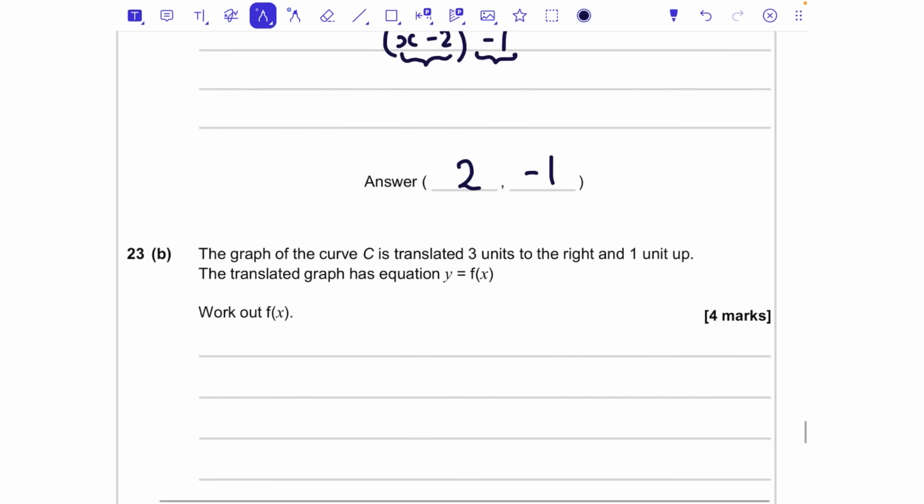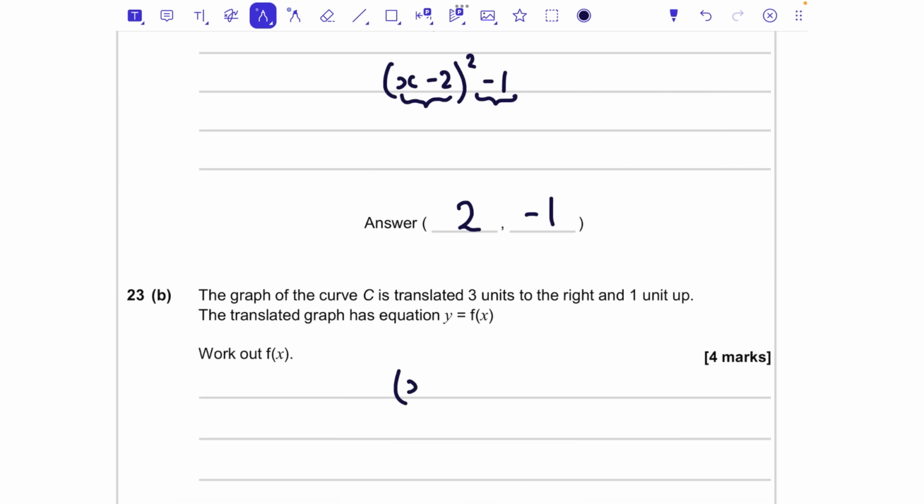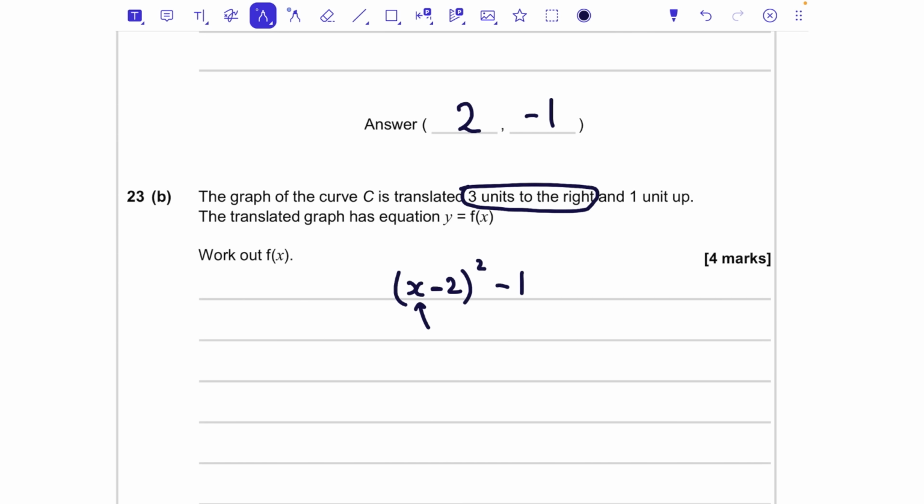That's completing the square. For part B, the curve is translated 3 units to the right and 1 unit up. The translated graph has equation y equals f of x. Work out f of x. So I've got x minus 2 squared minus 1. Now if I'm going to move it 3 units to the right, then I'm going to change the input here. But I'm going to do the opposite of what you'd think. So if you want to move it 3 units to the right, the x is going to become x minus 3. So it's going to be x minus 3 minus 2 squared.